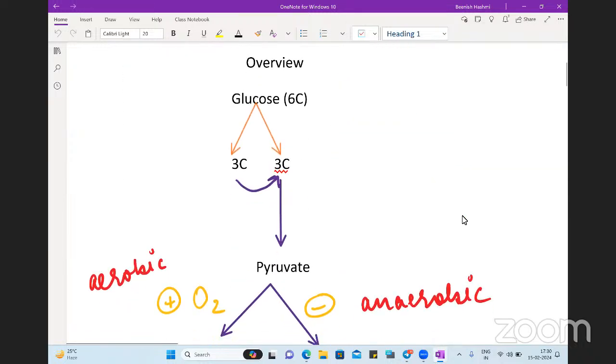Before beginning with the detailed steps of glycolysis, I'll just give you a brief overview of what is happening in glycolysis. In glycolysis, glucose, which is a 6 carbon compound, is broken down, split into two 3 carbon compounds. You can see it is split into two 3 carbon compounds, and eventually two same 3 carbon compounds are formed. Like I've shown you here with the arrow, they're split into two 3 carbon compounds, and those two 3 carbon compounds are changed into the same similar 3 carbon compound. So you have two 3 carbon compounds which are the same now, which change into pyruvate.